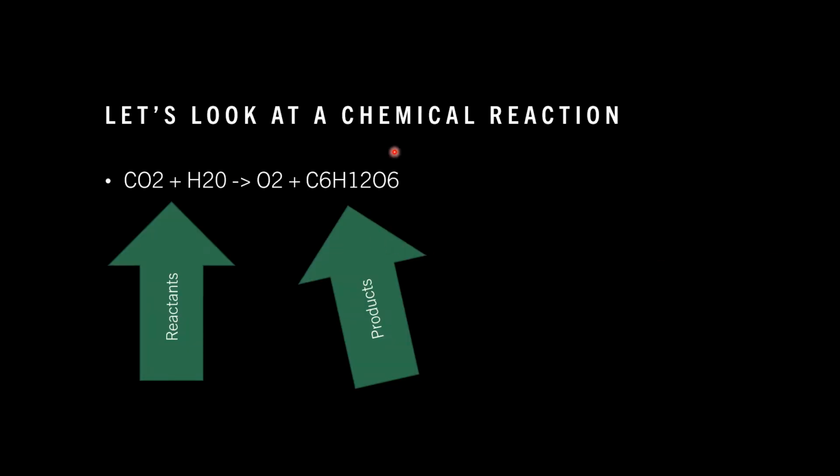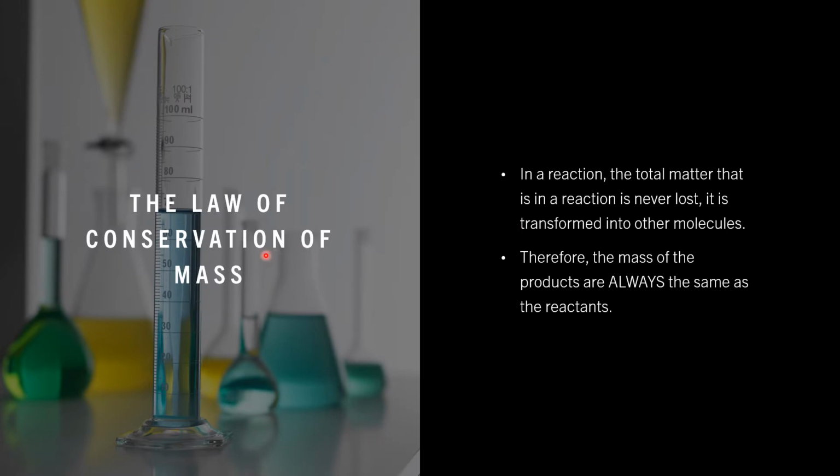Let's take a look at a chemical reaction. We have CO2 plus H2O becomes oxygen plus, what this whole molecule is, glucose. That is the equation for photosynthesis, actually. The law of conservation of mass goes into all reactions. In a reaction, the total matter that is in a reaction is never lost. It is just transformed into other molecules. Therefore, the mass of the products is always the same as the mass of the reactants.